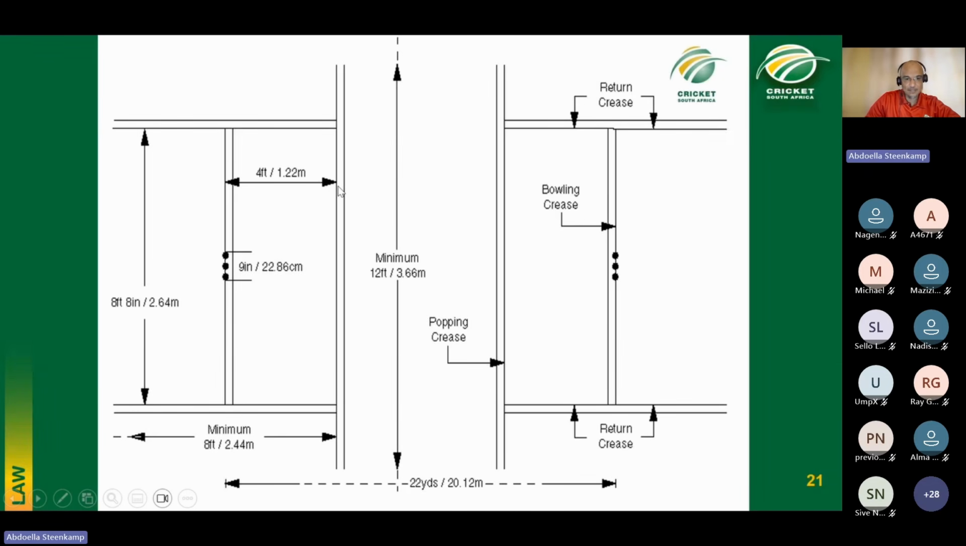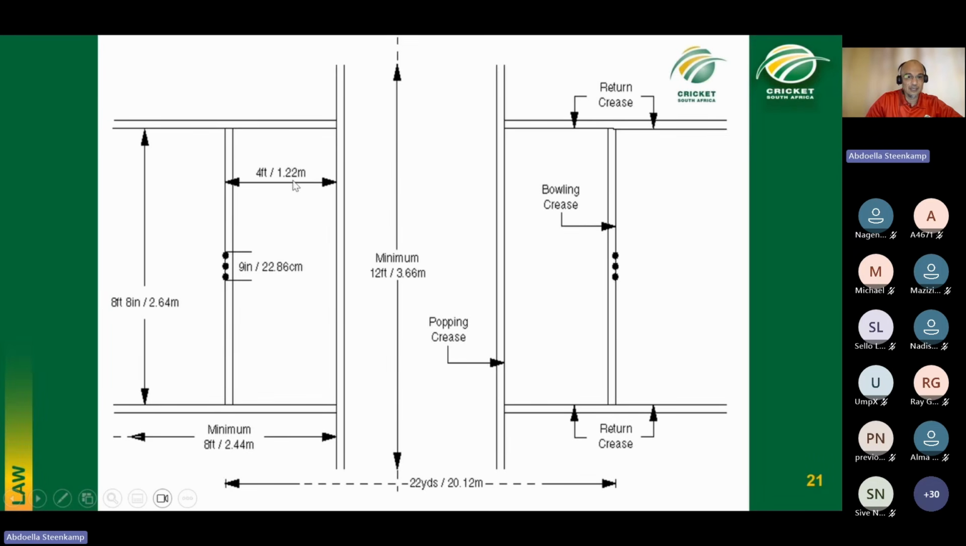Another very important measurement is the measurement from the bowling crease up until the popping crease, and that exact measurement needs to be 1.22 meters. And how do you measure it? From the back edge of your bowling crease up until the back edge of the popping crease. You can see where the arrows are pointing. That measurement from back edge of the bowling crease till back edge of the popping crease needs to be 1.22 meters.